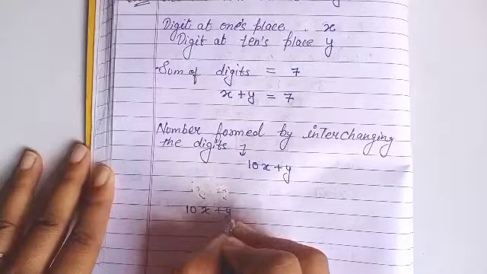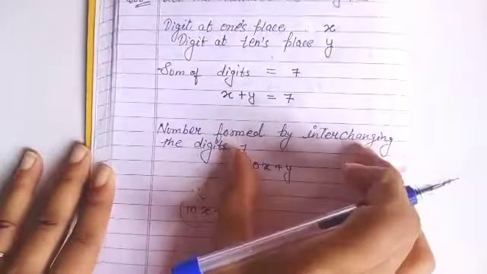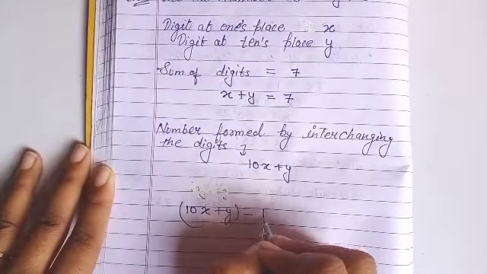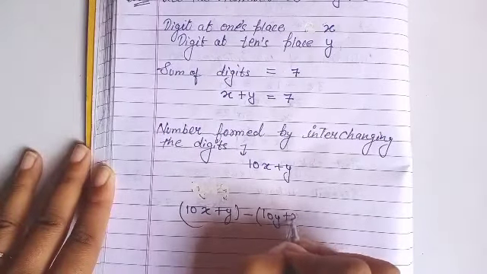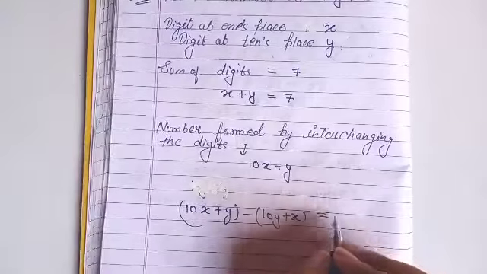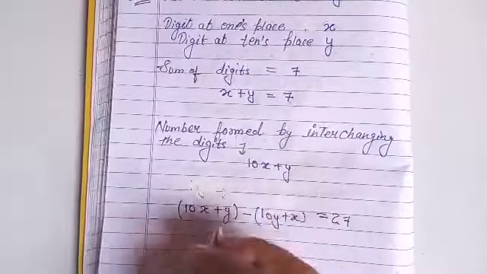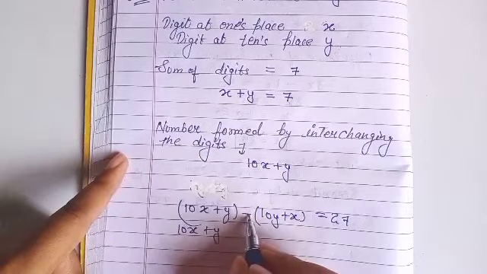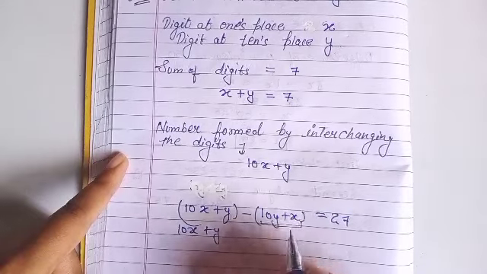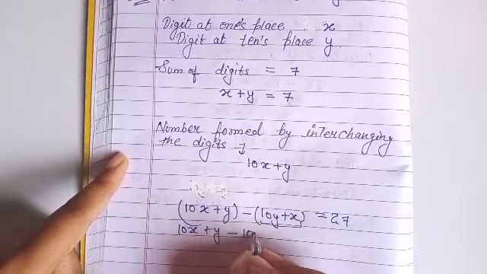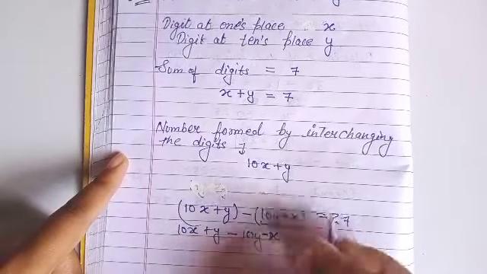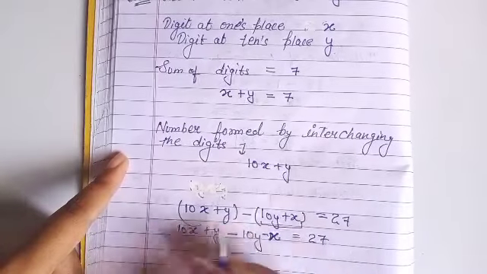10x plus y, the number exceeding we write first, minus 10y plus x is equal to 27. Open the bracket: 10x plus y, minus sign is outside the bracket, sign of these terms will be changed, minus 10y minus x, right, is equal to 27.